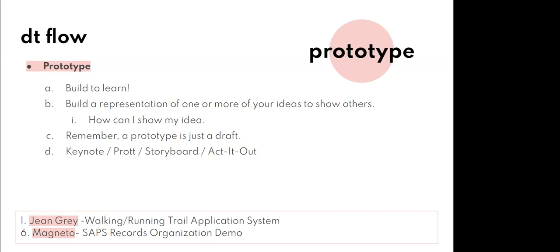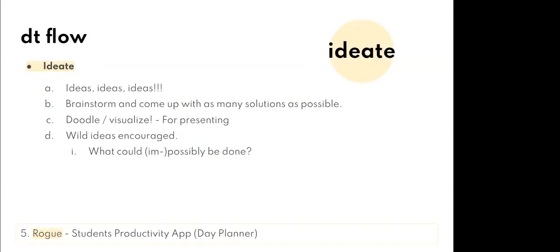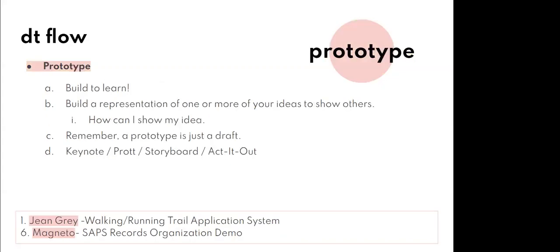We are in design thinking, we are building to learn. Here, we want to build a representation of one or more of the ideas to show others. And so in your ideate phase or stage, you might have 7, 10, 75 ideas. Get your top 5. Prototype these, build it. However similar they are, however different they are, build it, prototype it. You need to show your idea. You need to also remember that this prototype is also just a draft.